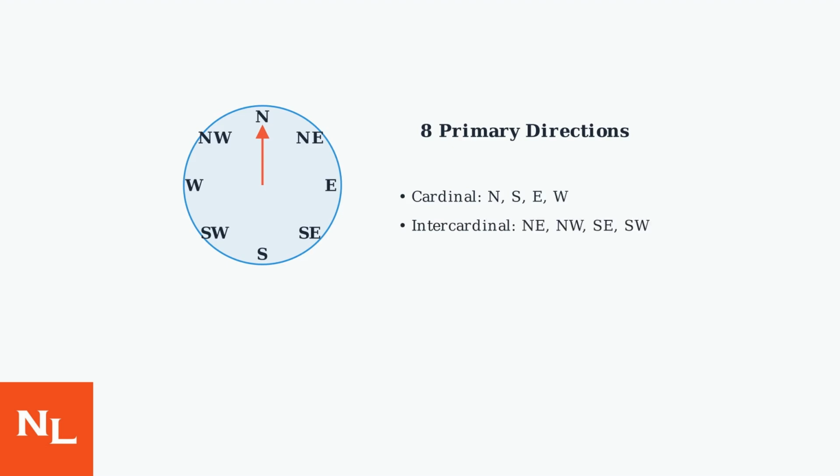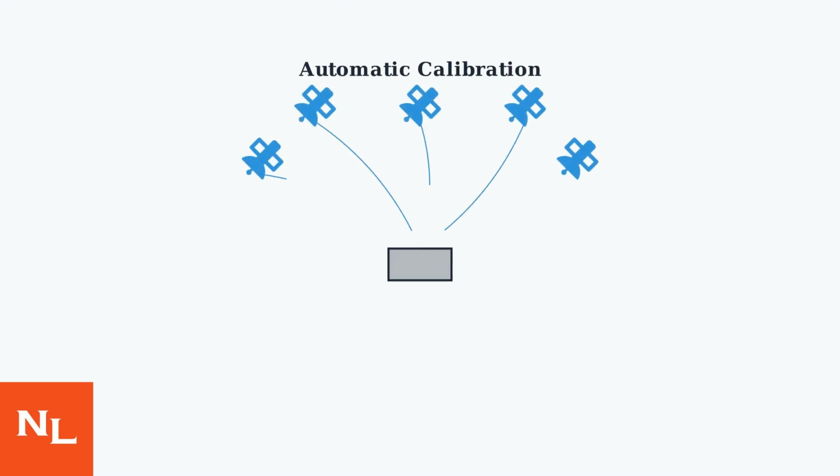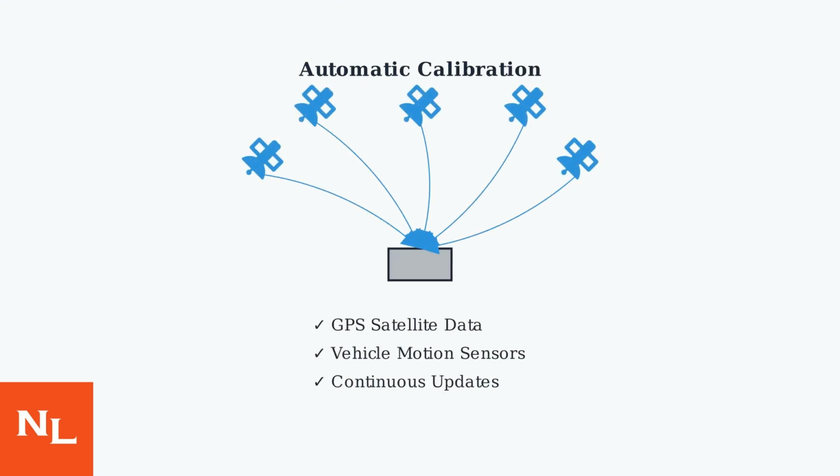Toyota compass systems display directional information using standard compass points. The system shows 8 primary directions to help you navigate. Modern Toyota compass systems automatically calibrate themselves using GPS satellites and built-in vehicle sensors. This happens continuously while you drive, ensuring accurate directional readings without any manual intervention.